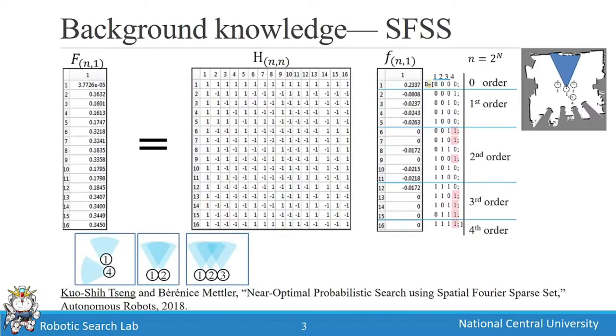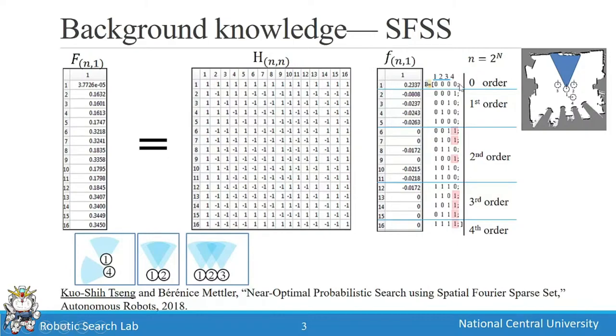Okay, so the background knowledge is as follows. For example, if we have four sets, the set function, the coverage function, will have two to the four possible values. In this case, n is 4, so we will have 16 values. If we take a Fourier transform of this function, using the Hadamard transform, then we will get the Fourier coefficients. Let's look at the details.